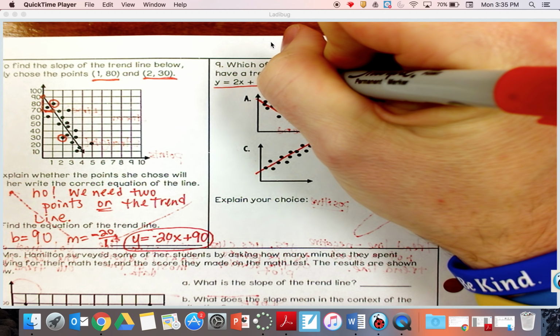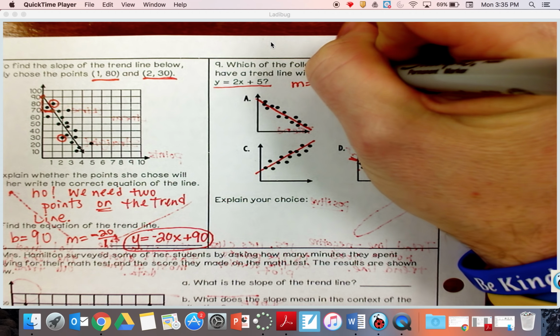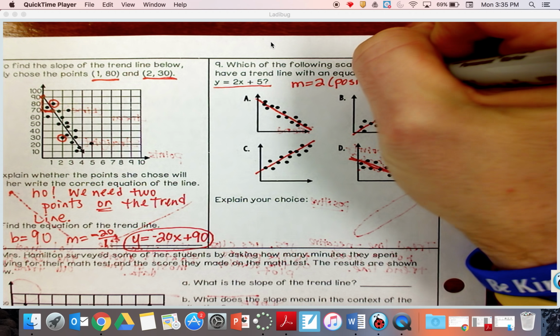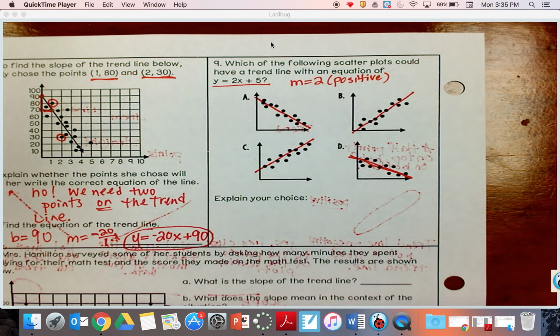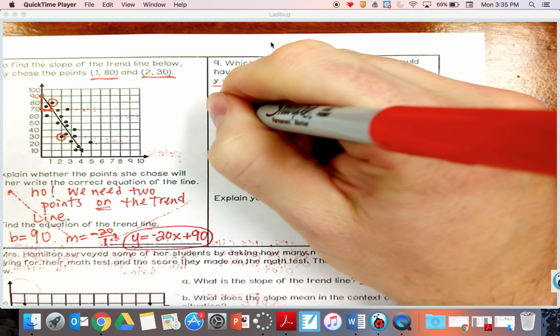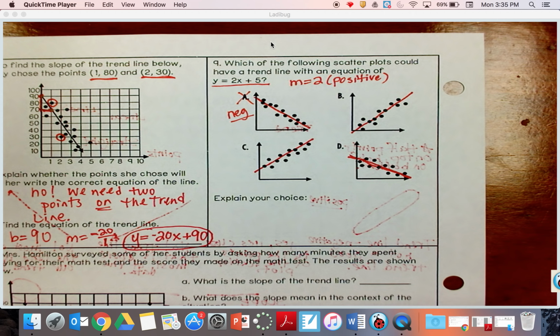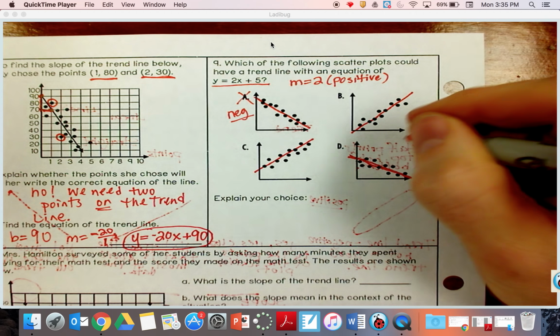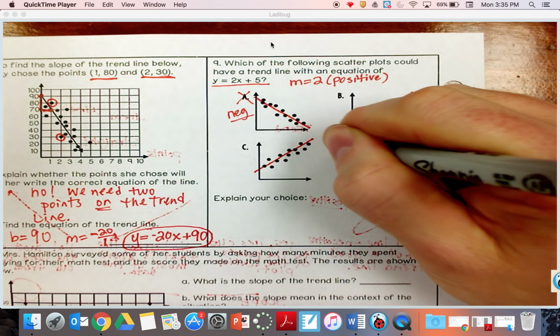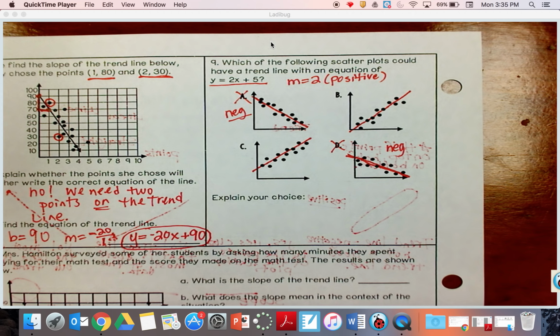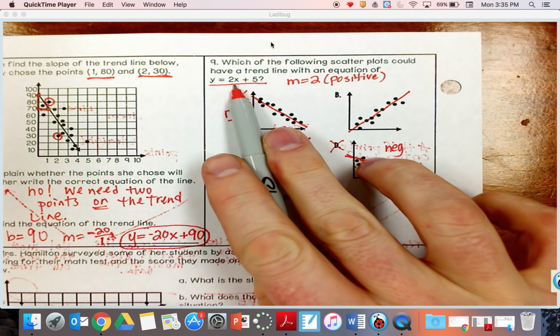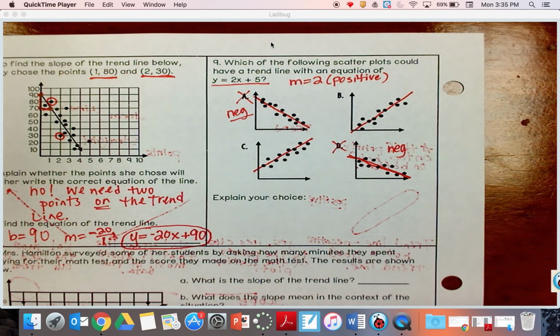We know that the slope is 2, which is positive. So our trend line has to be positive. There are 2 choices here that I can eliminate because they don't have a positive slope. A is negative, so it's out. D is also negative, so it's out. So I know A and D cannot fit in because A and D are negative trends, and I needed to have a positive trend because of what my slope was telling me.